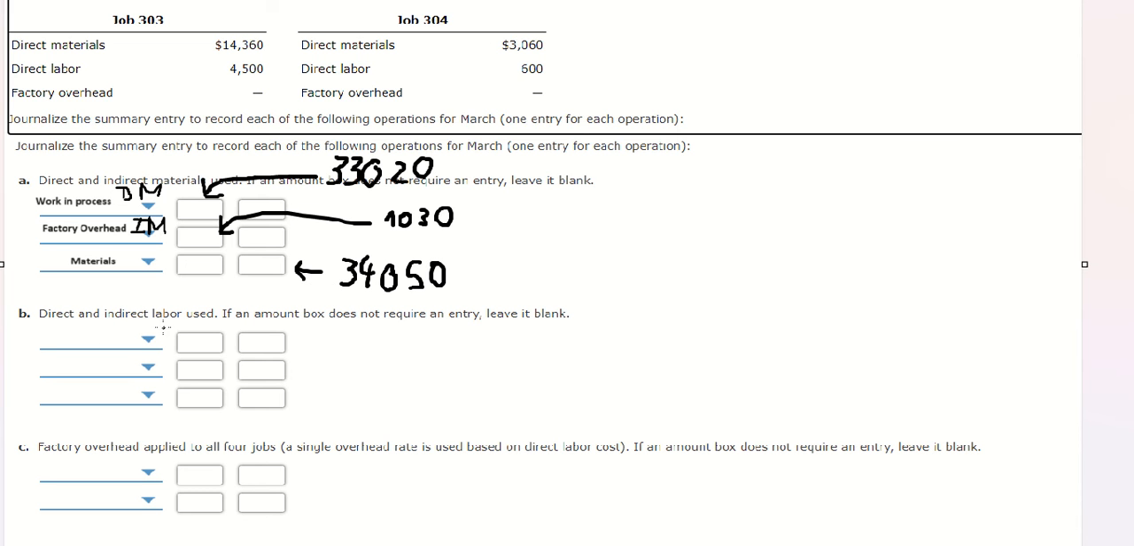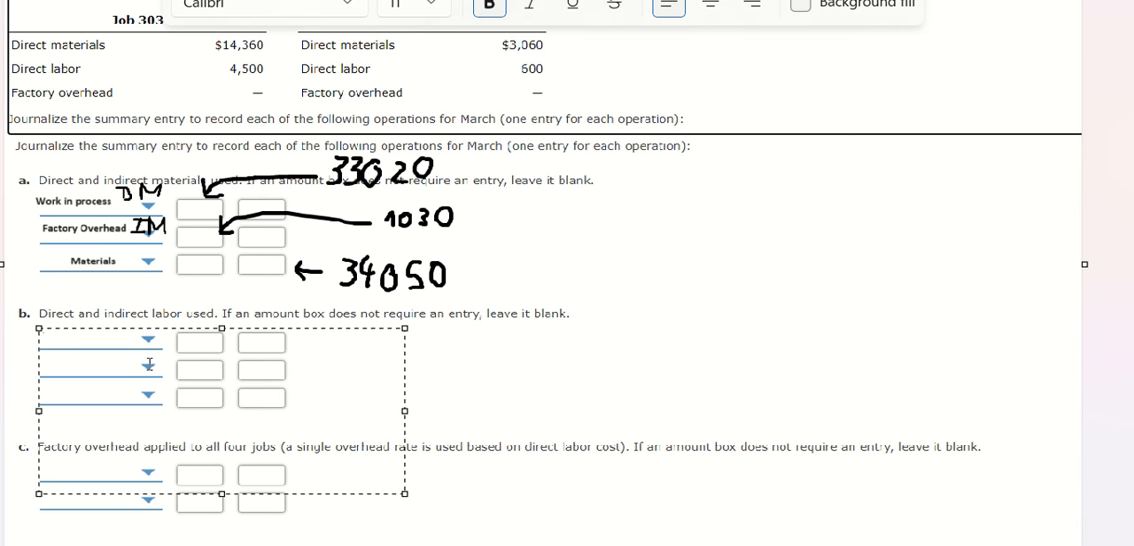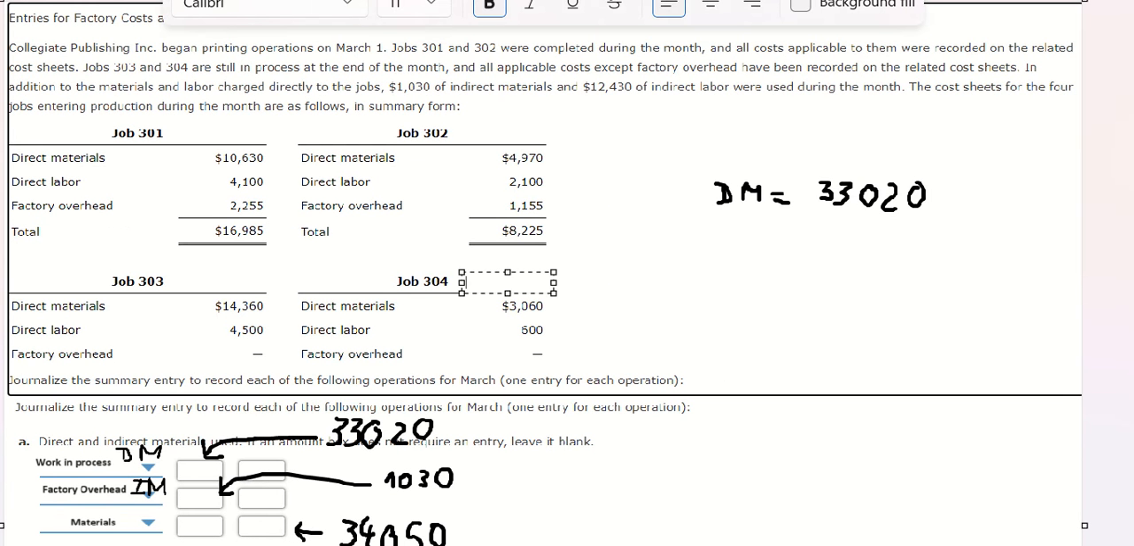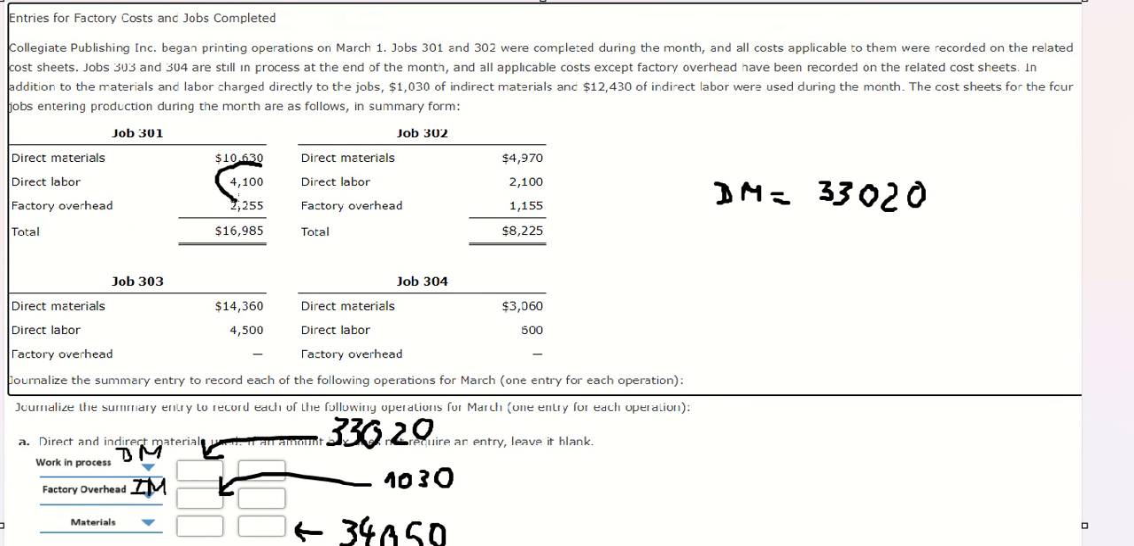Now for the labor, we have the same. That is work in process. And the next one, factory overhead. In this one, we have wages payable. So we have this number in here.